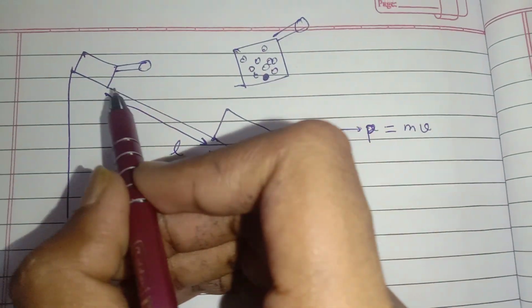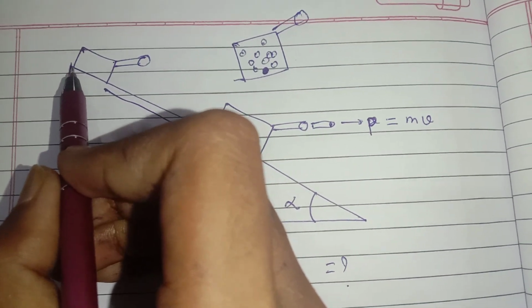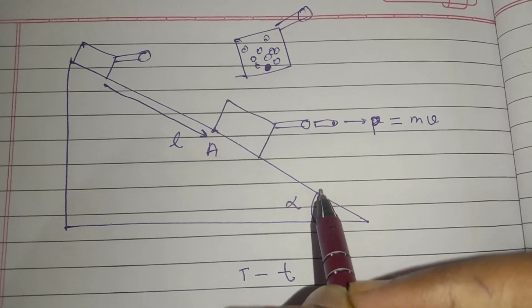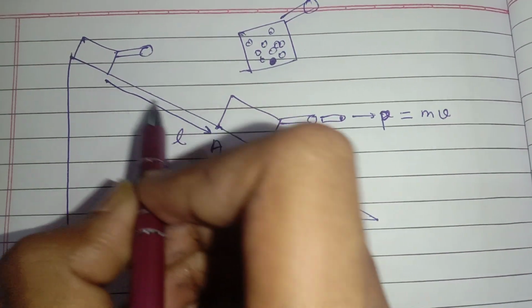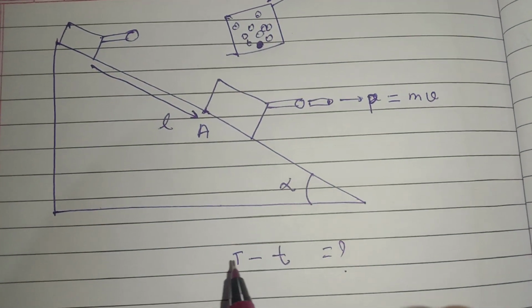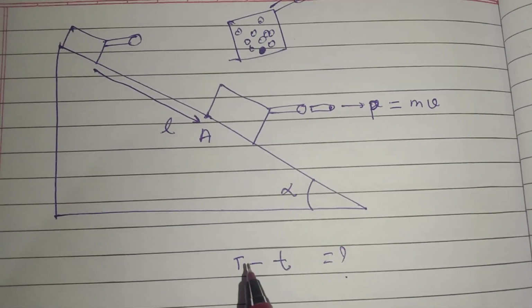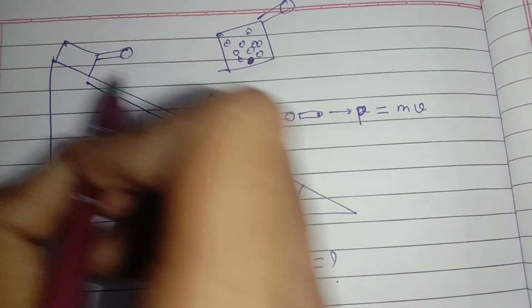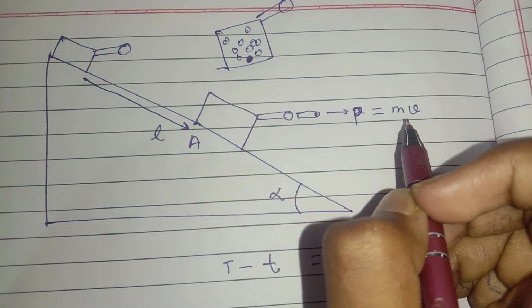Hello friends, in today's video we are going to discuss a question in which there is a cannon sliding through a wedge which is inclined at an angle alpha to the horizontal, and in this question it is asked to find the difference capital T minus small t. That means, what is capital T? Capital T is the time when the bullet will be fired.